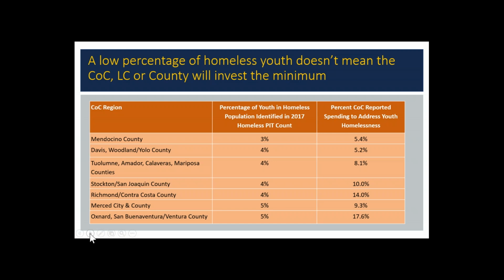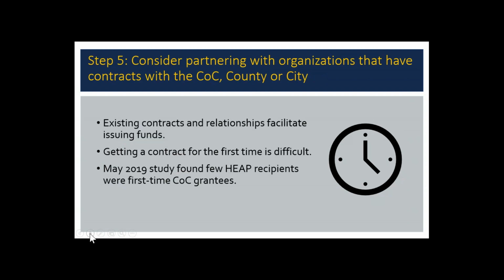There's also a pretty clear consensus that for youth, the point in time count is a massive undercount. We won't go into that in depth here, but no one is believing that the point in time count is accurate for homeless youth in particular. So kind of with that, we're going to go to step 5.